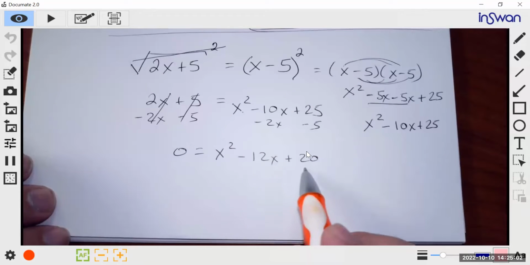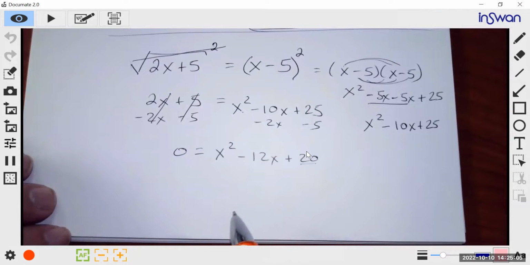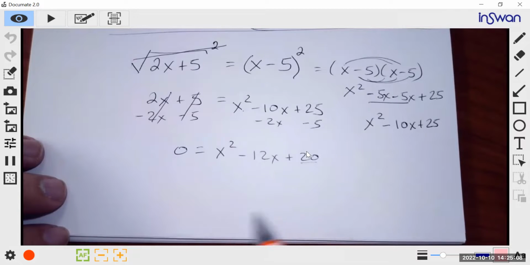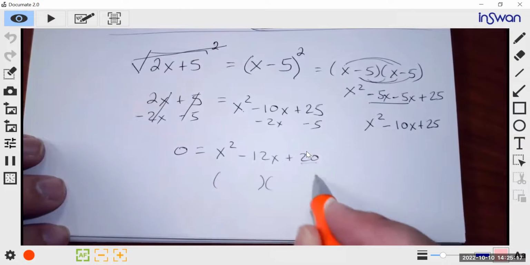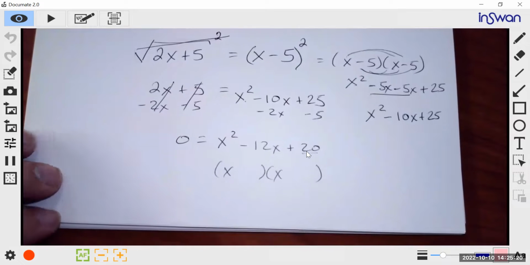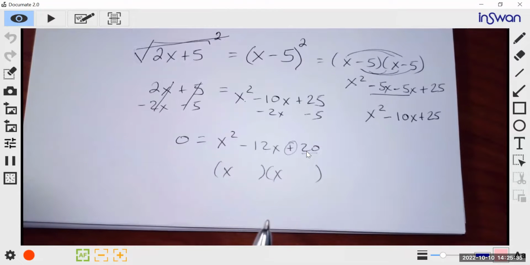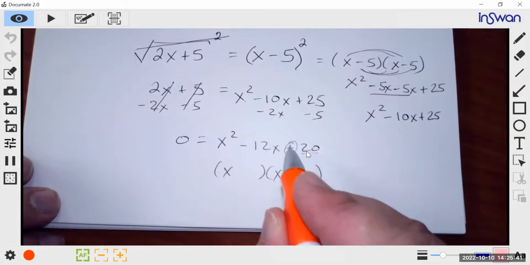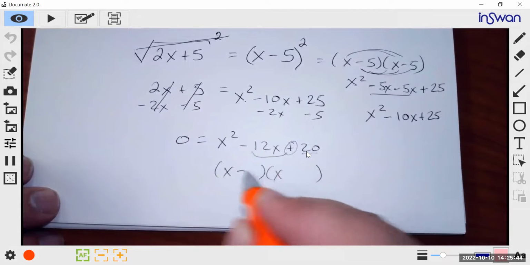We need to factor: what times what is 20, and when you add them, you get 12? 10 times 2, 10 plus 2. What do we know about the signs? Look at the second sign. It's a plus. What does that tell you? Look at your notes. If the second sign is a plus, it means they're the same signs. They're the first sign. They're both minus.